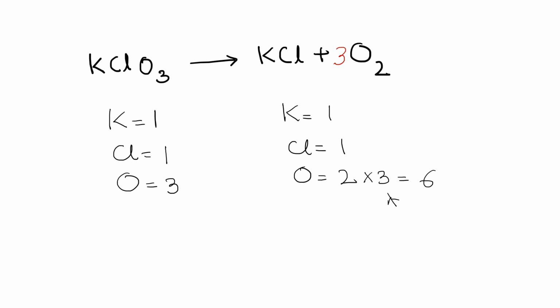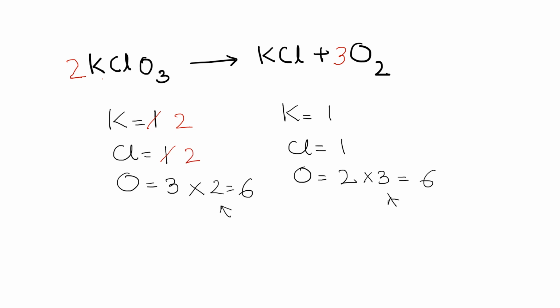Now is the reaction balanced? No, not yet. We need to balance oxygen on the other side also. We'll multiply by 2, we get 6. Where will this 2 go? This 2 will go in front of the molecule potassium chlorate. Now you can see this 2 makes the number of atoms of potassium 2. We'll strike off and write. Chlorine also becomes 2. We'll strike off and write.